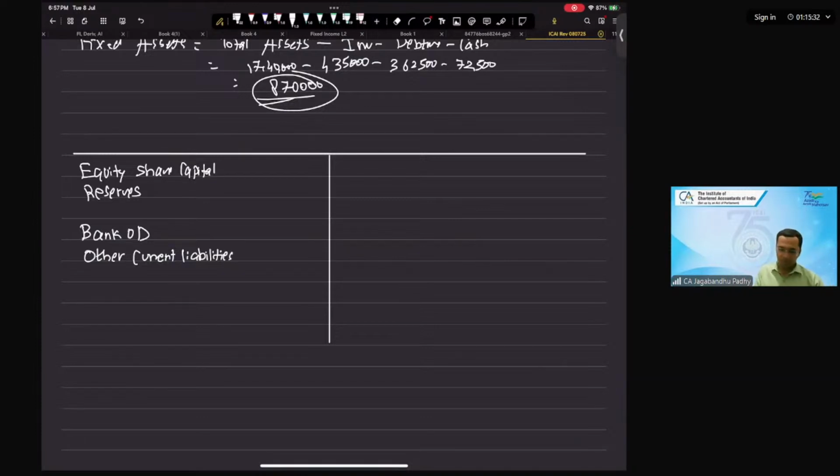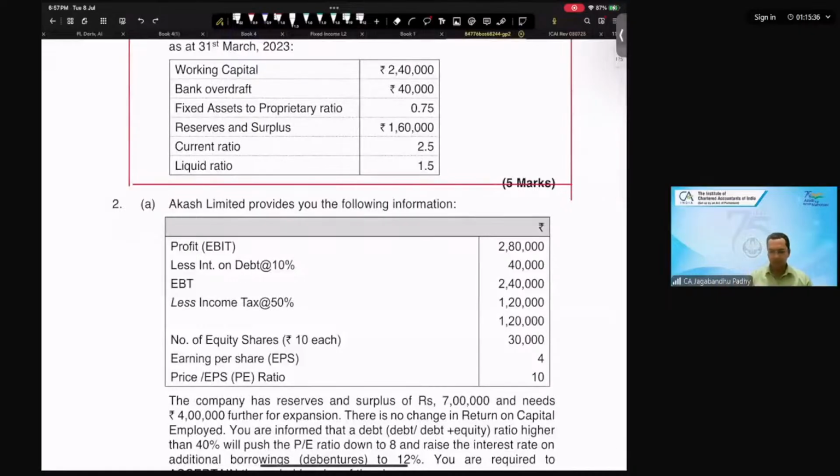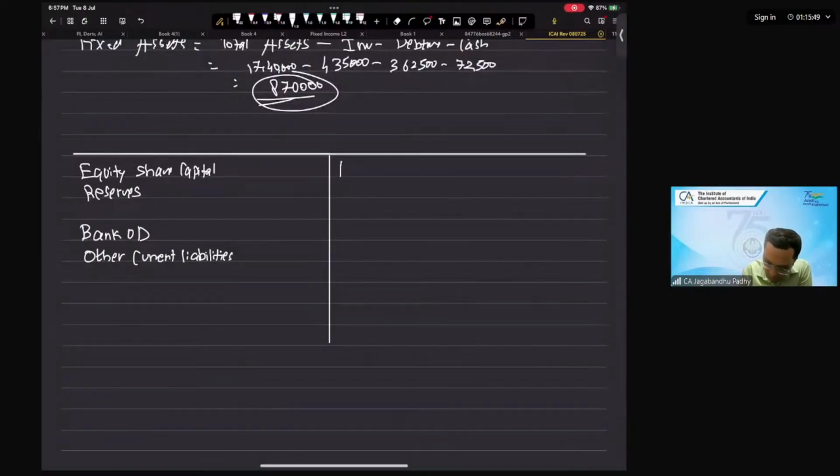Okay, this is what on the liability side we can think of. Then on the asset side, we definitely have a fixed asset, current asset, because we are going to have the current ratio. And in that even, since liquid ratio is given, we will definitely have the value of inventory. So this is going to be having on the asset side, fixed assets, inventory, and other current assets.